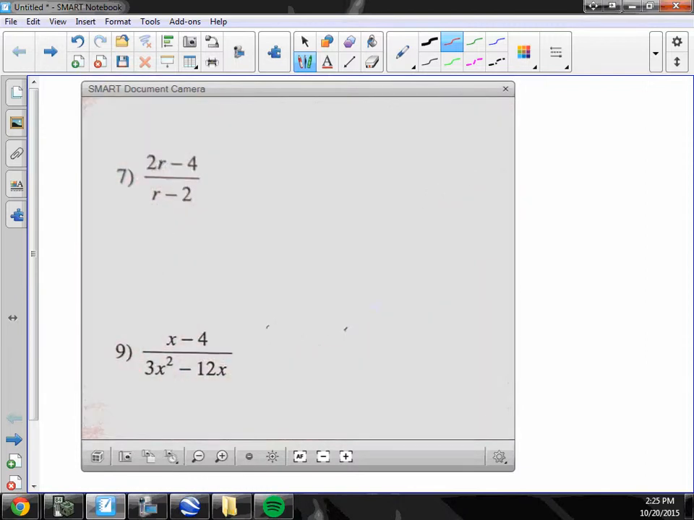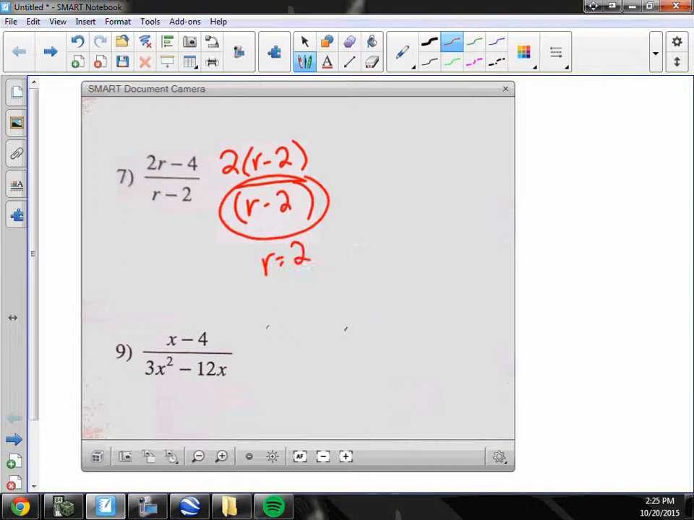So for number 7, we have 2 times r minus 2 over r minus 2. Is there a number you're not allowed to plug into the denominator? 2. Essentially, we're asking, what is the root associated with that? r equals 2. But that 2 cancels. If it cancels, then it's represented by what on the graph?